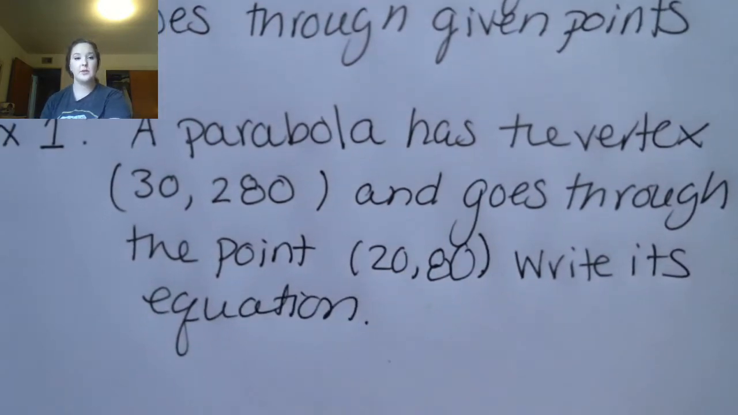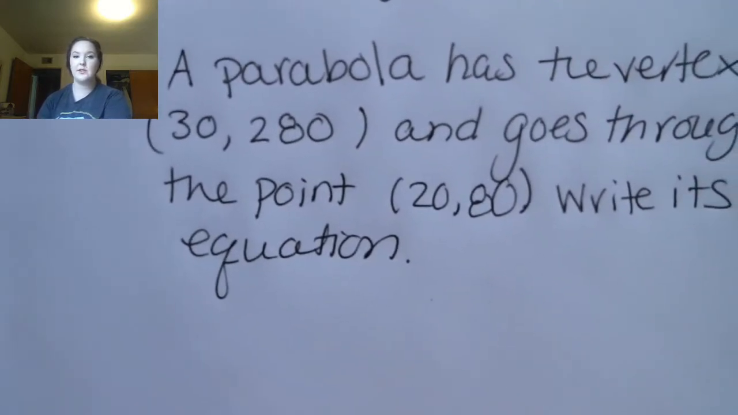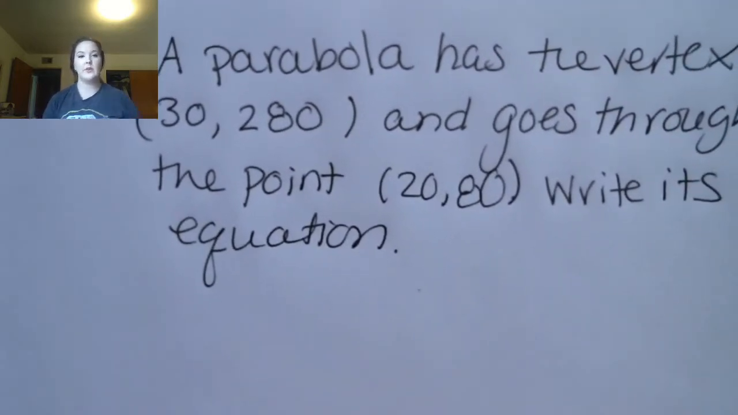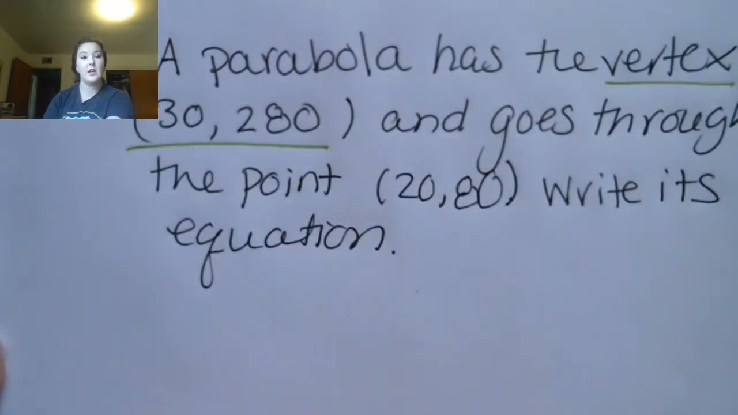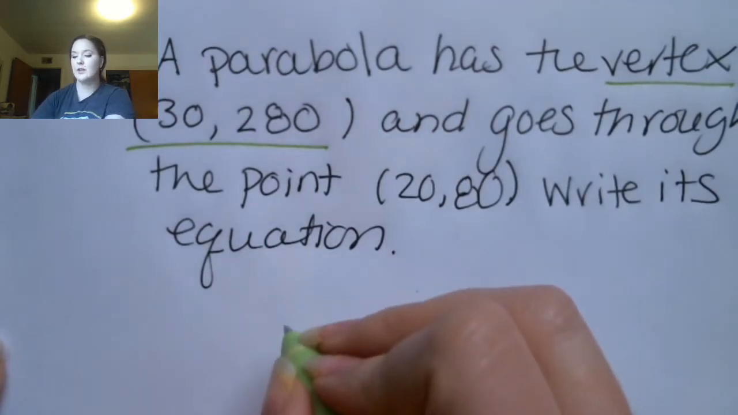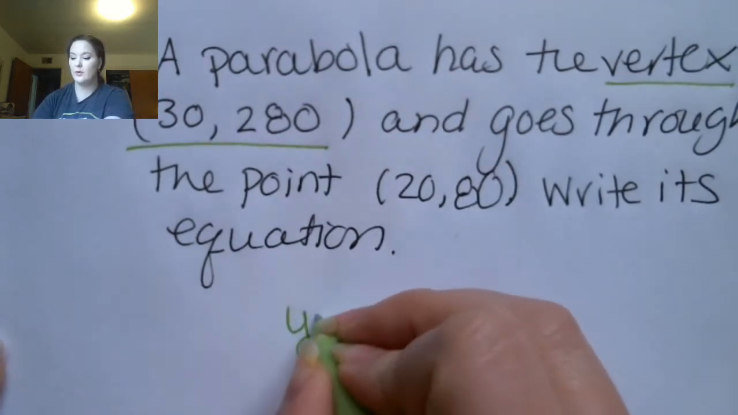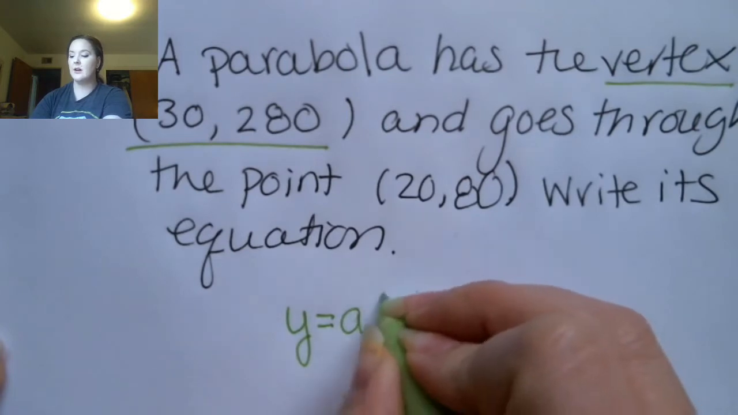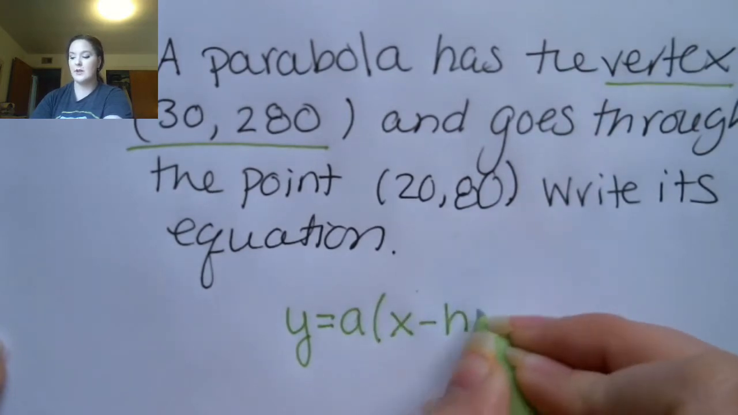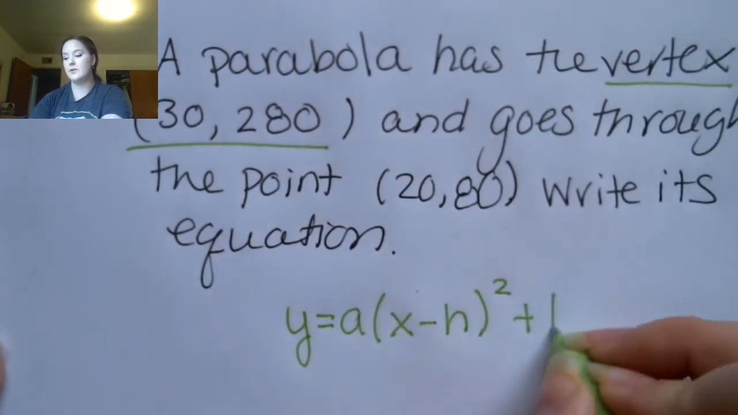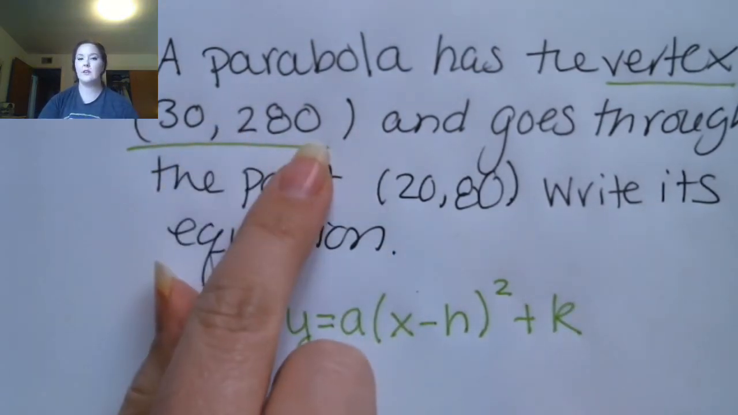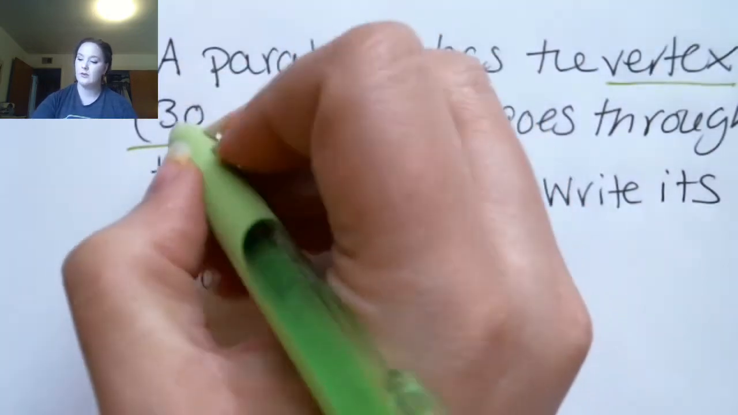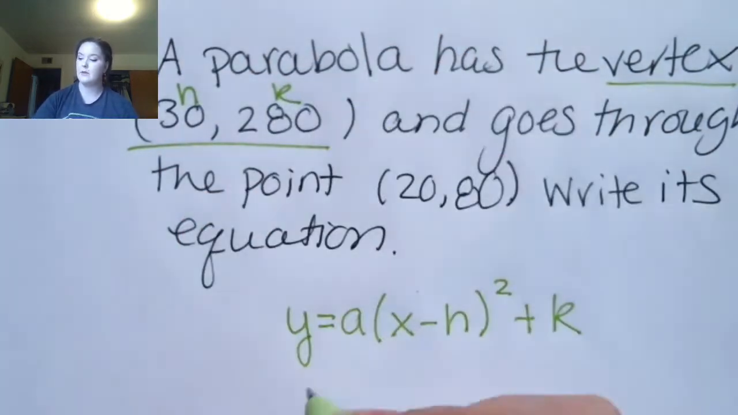So we're going to start out with this example. You can see that in this example, they're actually giving us the vertex. Because we have the vertex, we're going to use the vertex form. Remember that's a times x minus h squared plus k. The first thing we're going to do is fill in the vertex h, k.